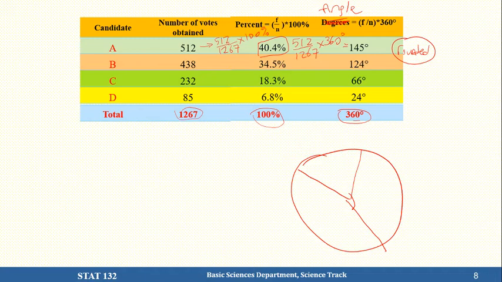This has to be a little bigger than the 1/3, and this has to be under 24, and then you can do 66 and 24 here, 66 degrees. Now, after you draw the slices, you can put the percentages and the names of the categories. Let's say A is 40.4%, and B is 34.5%, and you can do the rest here, C and D.